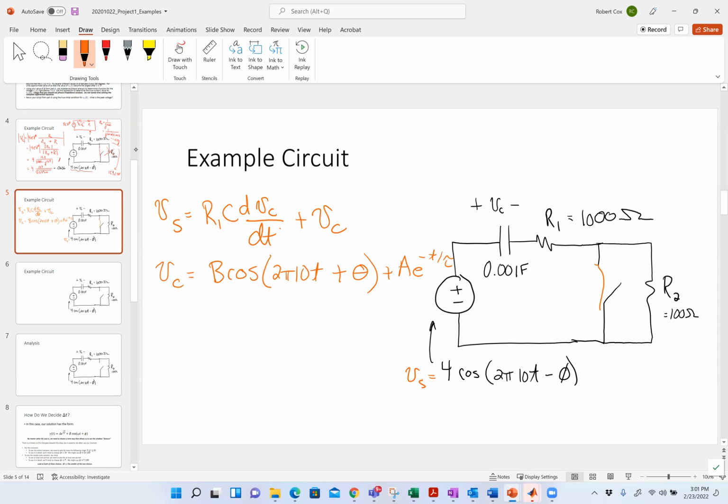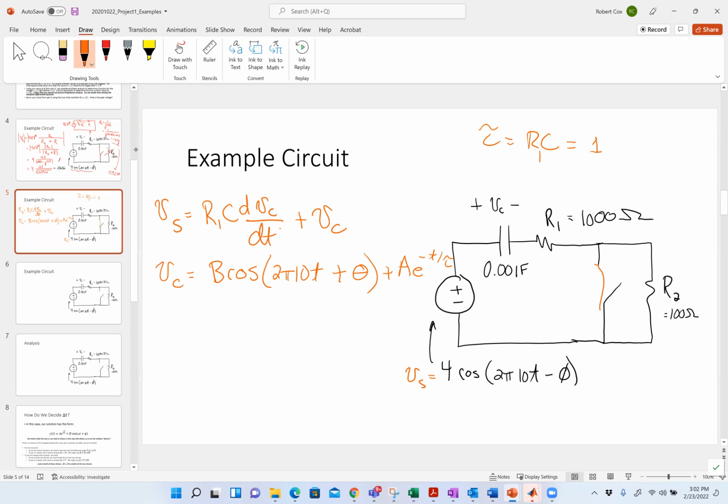When we look at that, what do we not know? We don't know B, we don't know theta, we don't know A. Do I know tau? This is an RC circuit, so yes. What's tau here? RC, and specifically R1C. That would be equal to 1, I think: 0.001 times 1,000 is 10 to the minus 3 times 10 to the 3, or 1.